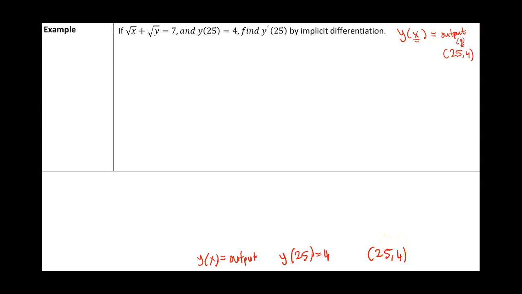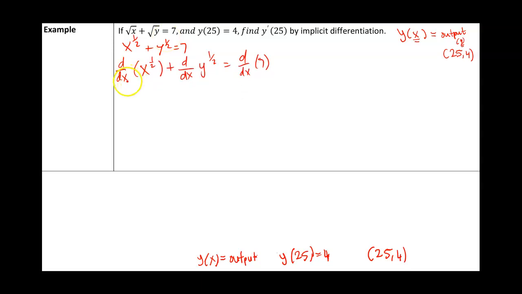Okay, now let's use implicit differentiation. So I take d dx of each term. So I take d dx of x to the 1/2, d dx of y to the 1/2, and d dx of 7. Remember, before we can differentiate, the radicals have to be converted into rational exponents. Then I take the derivative with respect to x of all the terms.